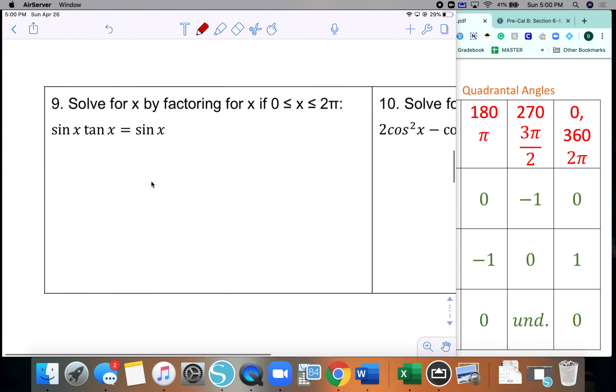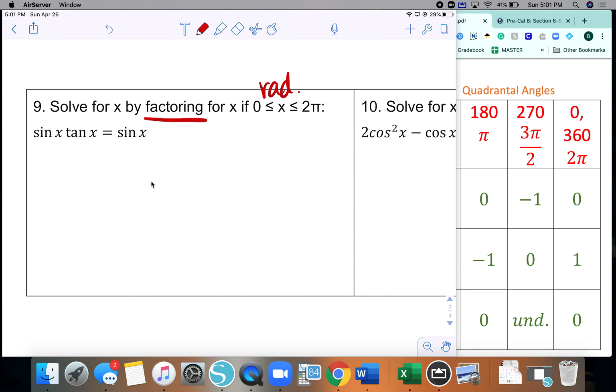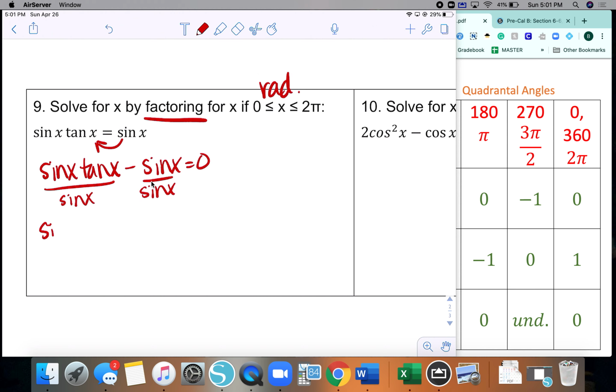And then 9 and 10, solving by factoring. So we need a factor. We're going to have our answers in radians. On these problems, there might be more than one answer. So first thing I got to do is move sine to the other side. So sine x tan x minus sine x equals 0. These both share a sine x, so I'm going to factor out a GCF.